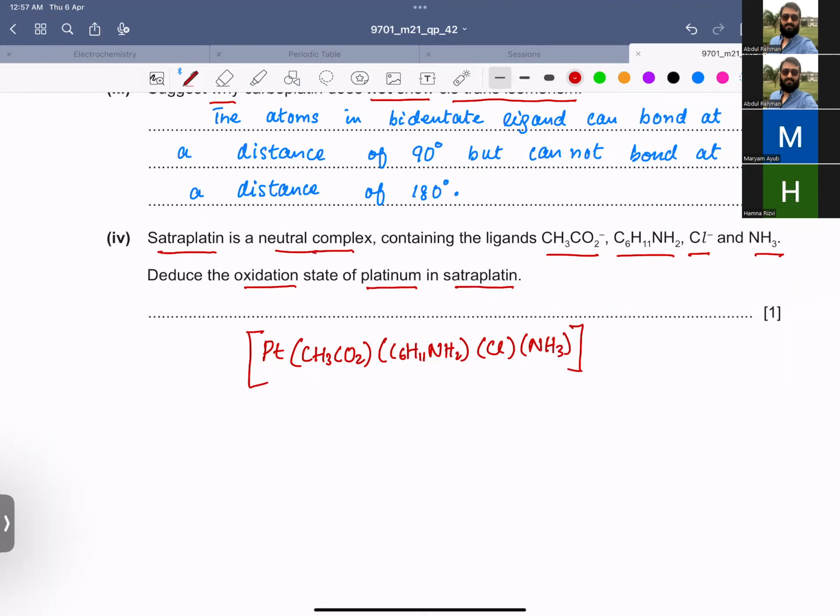They say as it's a neutral complex, which means that the sum of the oxidation numbers must be equal to 0. If you see over here, the charge on ammonia is 0. The charge on chlorine is -1. The charge on this amine is again 0. The charge on ethanoate is -1. So the whole charge is 0, which means that the platinum must have a +2 oxidation number. So +2 and -1 and -1 gives you the net charge 0.